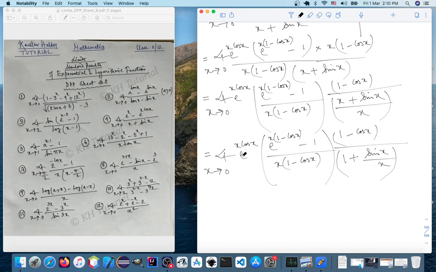But if we substitute x equals to 0, this thing 1 minus cos x becomes 0. So the answer will be e to the power 0 over here, 1 for this, and 1 minus 1 for this, and 1 plus 1 for this. This becomes obviously 0 because of 1 minus 1. So 0 is the answer.